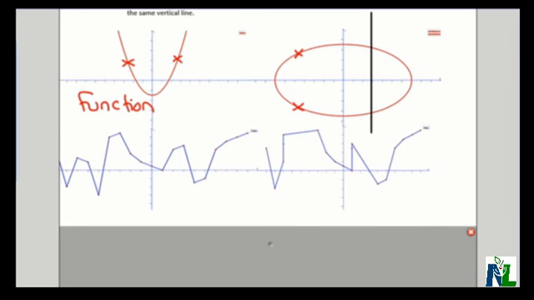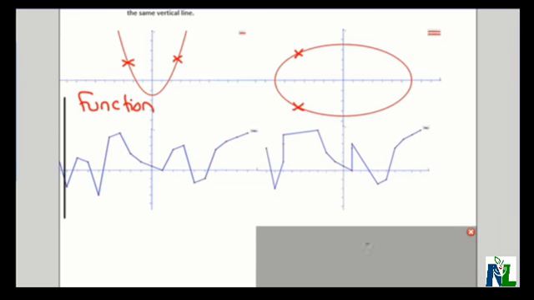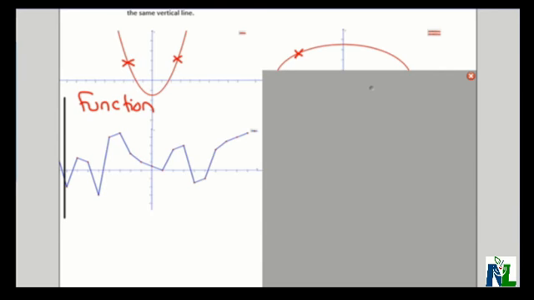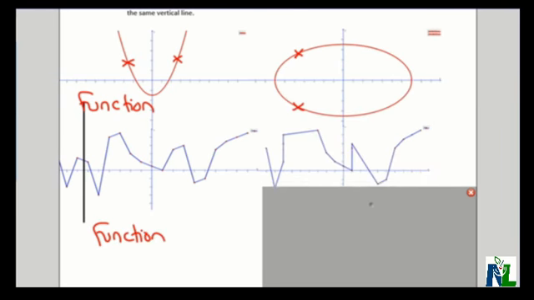I have a couple more graphs down here to have a look at so that we can determine if these are functions. So let's just look at this graph right here. If I take my vertical line and slide it across my graph, I can see that at any time it's only ever intersecting one point on my graph. So this would be an example of a function. There are no intersections other than one, no matter where I put my vertical line. So this one would be a function. And I should have stated in my example up here that the ellipse is not a function.